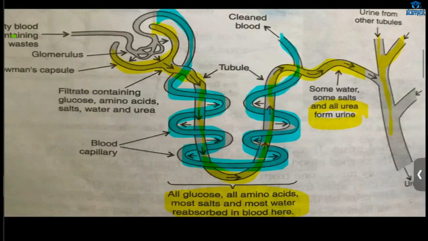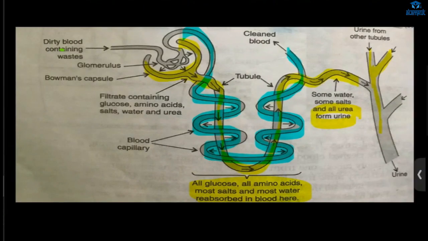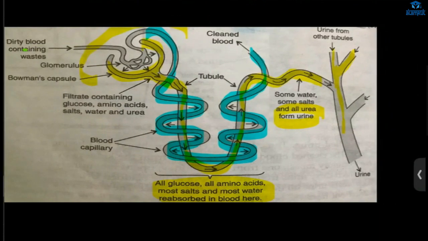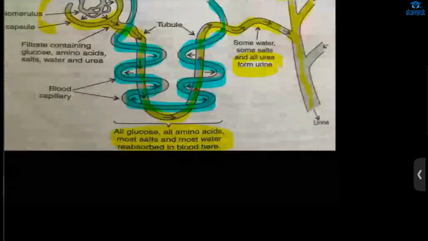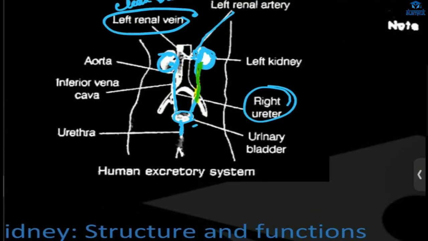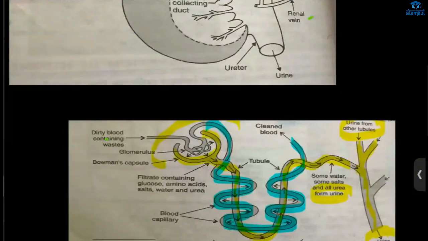This nephron, the glomerulus and tubules, there are millions of them. From all of them the urine will be collected in the urinary duct. From all the other tubules, from all the kidneys, where will it go? It will go to the ureter. From there it will go to the urinary bladder, then the urethra. Got it? I am telling you again how this is happening.